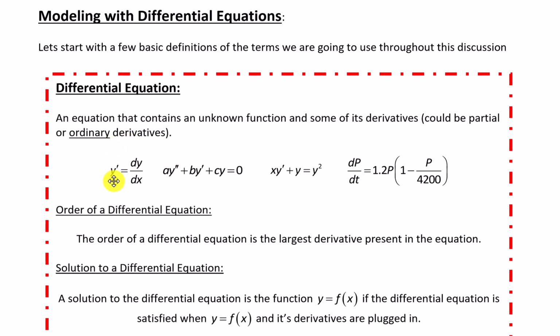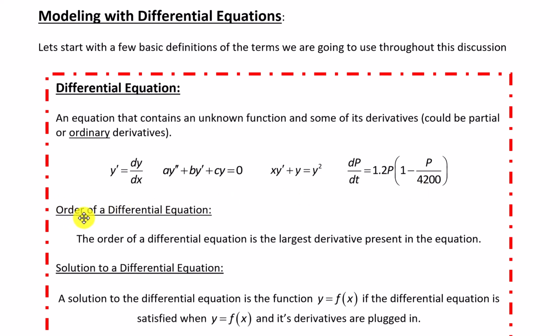So, here are some examples of differential equations, ones we've worked with: y prime equals dy/dx, or something of this form, like a times y double prime plus b times y prime plus c times y, the original function, equals 0, or x times y prime plus y equals y squared, or in different variables, dp/dt, like say p is a population, dp/dt is equal to 1.2 times p times the quantity 1 minus p over 4,200. So these are all examples of differential equations, some of which, the first and the last, are similar to things that we have looked at in our previous sections in Calc 1 or Calc 2.